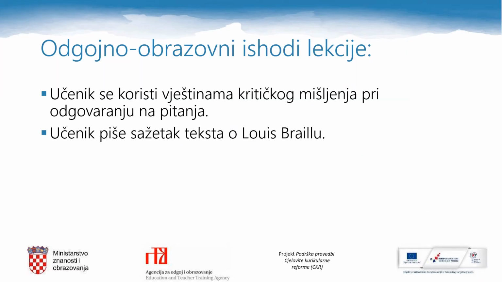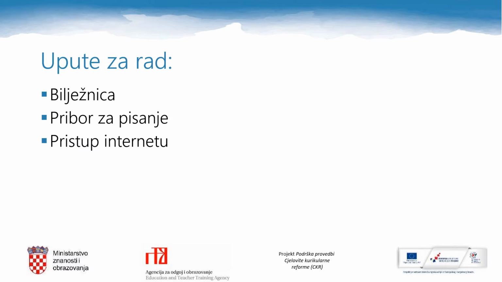In today's lesson, you'll use critical thinking skills while answering questions, and you'll write a summary of the text on Louise Braille. For this lesson, you'll need just regular stuff: your notebook or a piece of paper, a pen or a pencil, and your smartphone or laptop, personal computer connected to the internet.